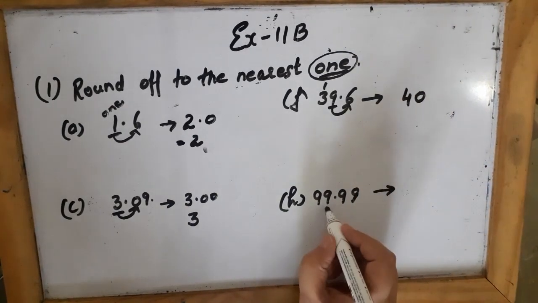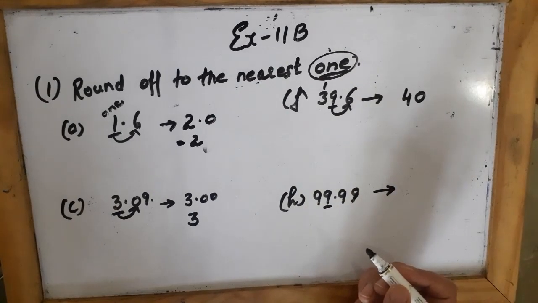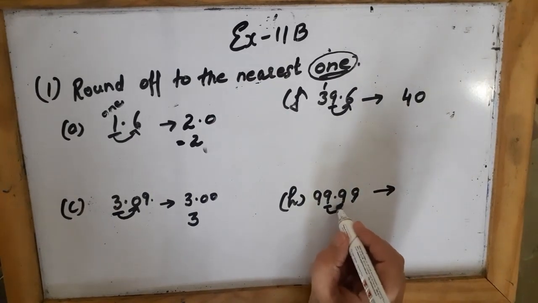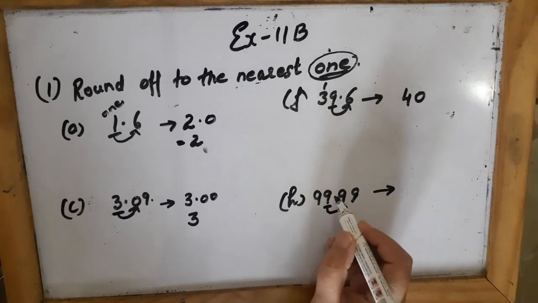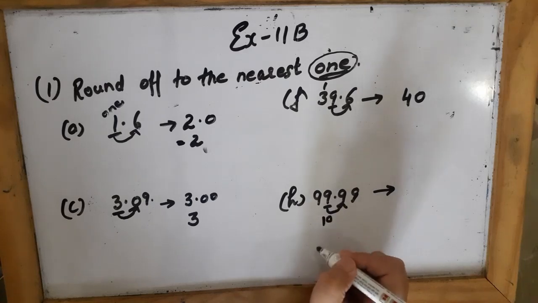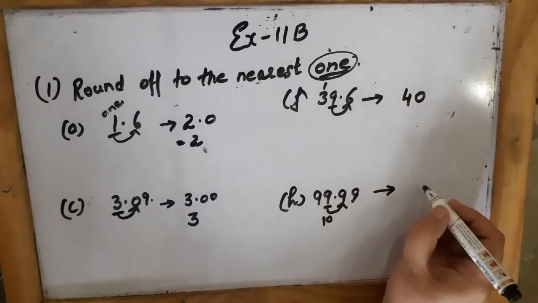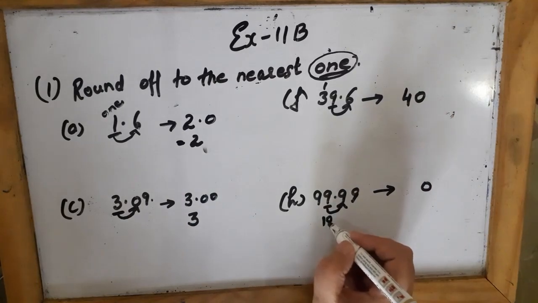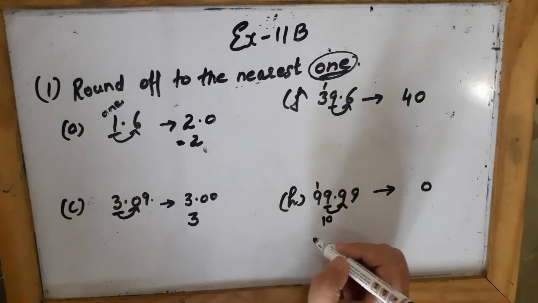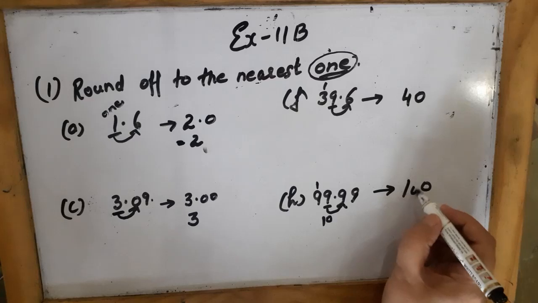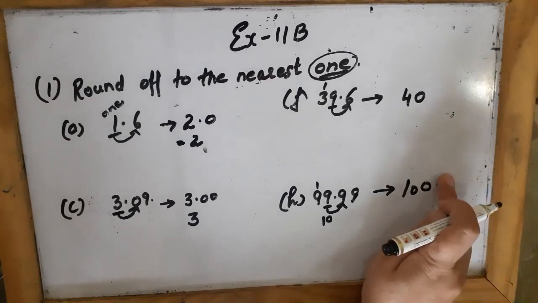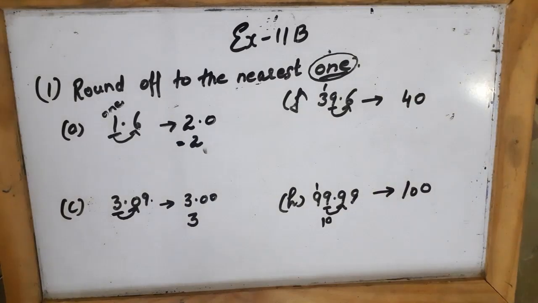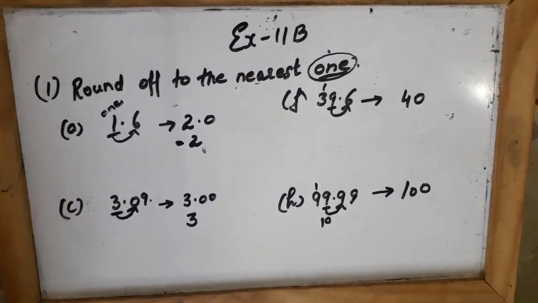Now look at this. The digit at the ones place is 9, and to the immediate right of 9 is another 9, which is more than 5. It means 9 will become 10. So in place of this 9, I'll write 0, and this 1 I will carry to the next one, and this will become 100. So 100.0, or you can write only 100. It's the same thing.